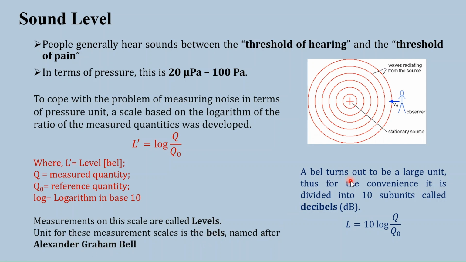But this bel also turned out to be a large unit, meaning there was still much larger variation in the values. Thus, for convenience, this equation was divided by 10. So the modified formula is this one. Here we have the sound level. It is calculated using 10 log Q by Q naught and the values are mentioned in decibels.